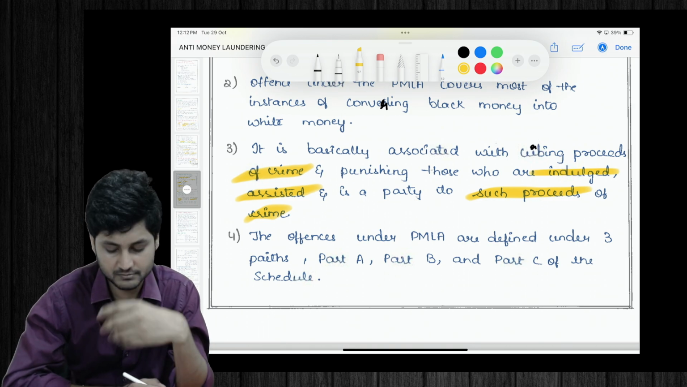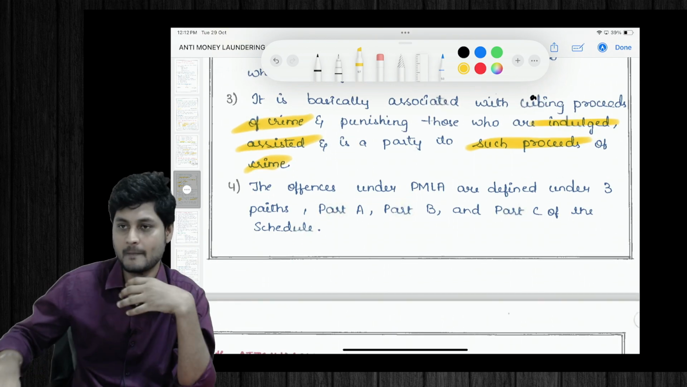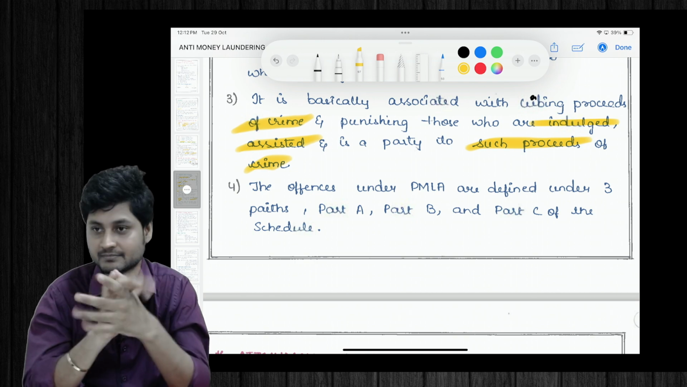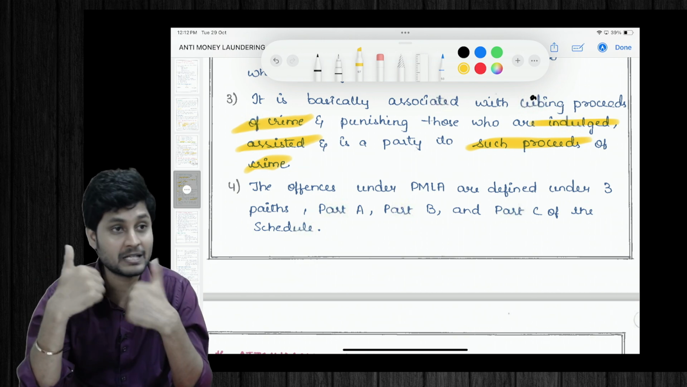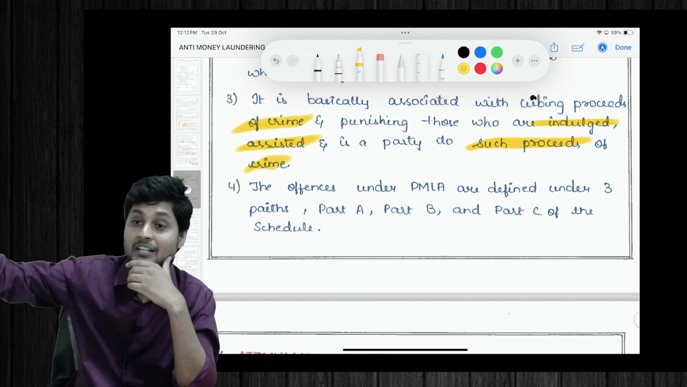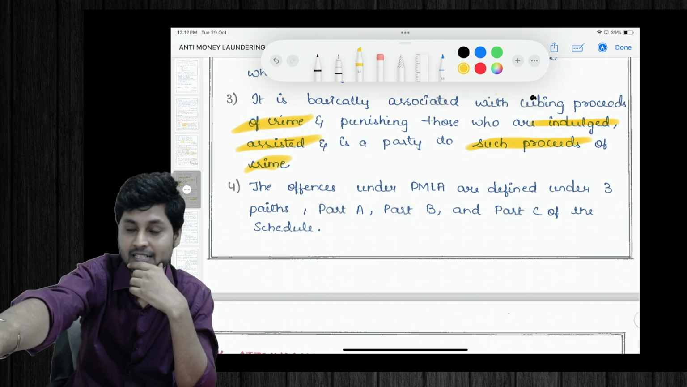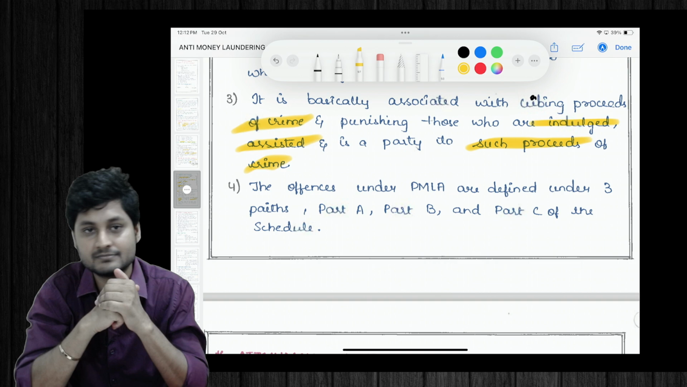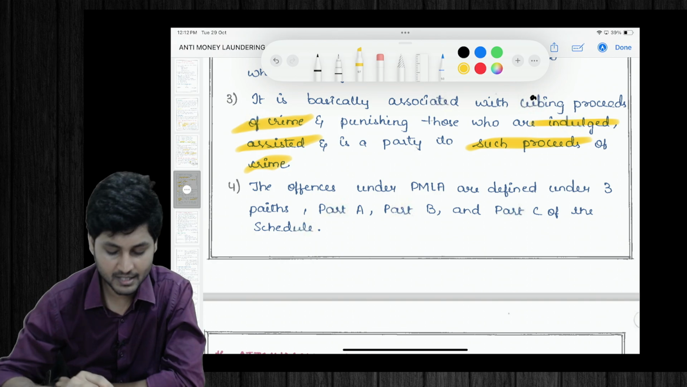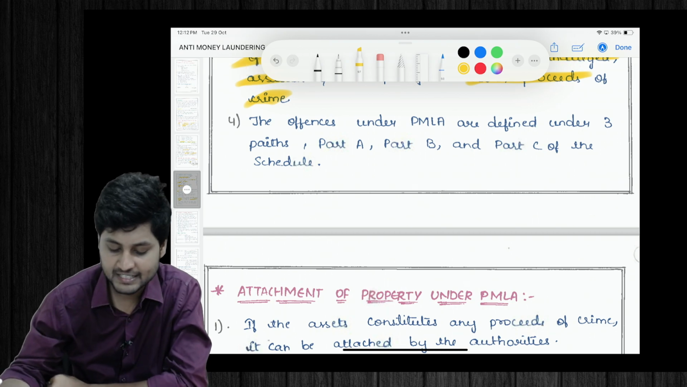Party to such proceeds of crime means, for example, I committed a fraud and got the money, but instead of getting the money in my bank account, I asked him to keep the money in his bank account. That criminal fund, the proceeds of that crime, is now deposited in your account, and you are now a party to the crime. So come to point number 4. The offenses under PMLA are defined under 3 parts.